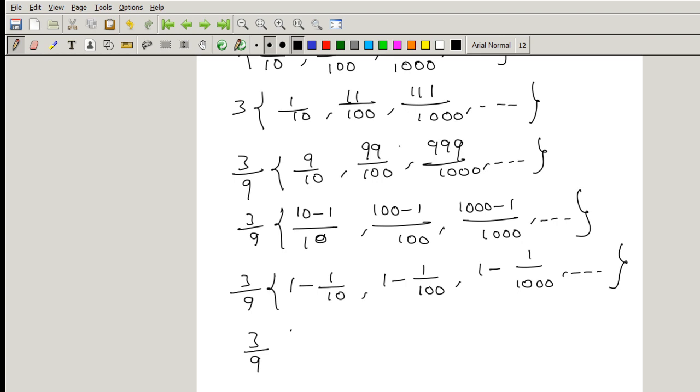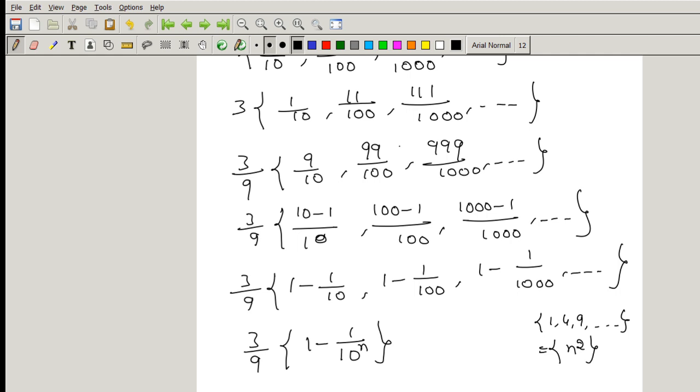So the general term of this sequence: the first term is 1 minus 1 by 10, the second term is 1 minus 1 by 100, then 1 minus 1 by 1000, and so on. Can we write it as 1 minus 1 by 10 power n? This is the general term. Like, suppose they gave 1, 4, 9, and so on. We can write this sequence as n square, because if we substitute n equal to 1, we obtain the first term, and if we substitute n equal to 2, we obtain the second term, that is 4.